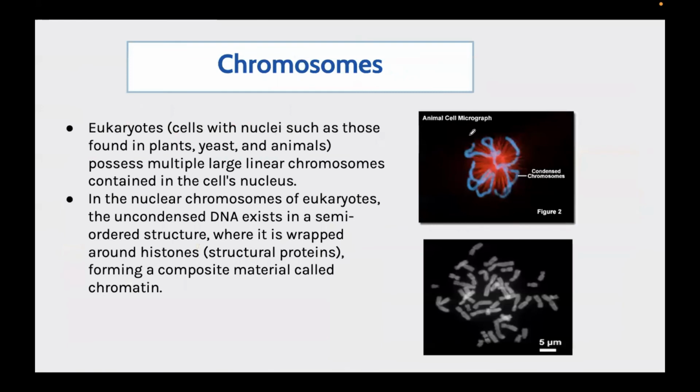And then your chromosomes. Eukaryotes, cells with nuclei such as those found in plants, yeast, and animals, possess multiple large linear chromosomes contained in the cell's nucleus. In the nuclear chromosomes of the eukaryotes, the uncondensed DNA exists in a semi-ordered structure where it is wrapped around histones. Please take note that our histones are structural proteins. Proteins yung mga histones na yan, ha? Forming a composite material called your chromatin.